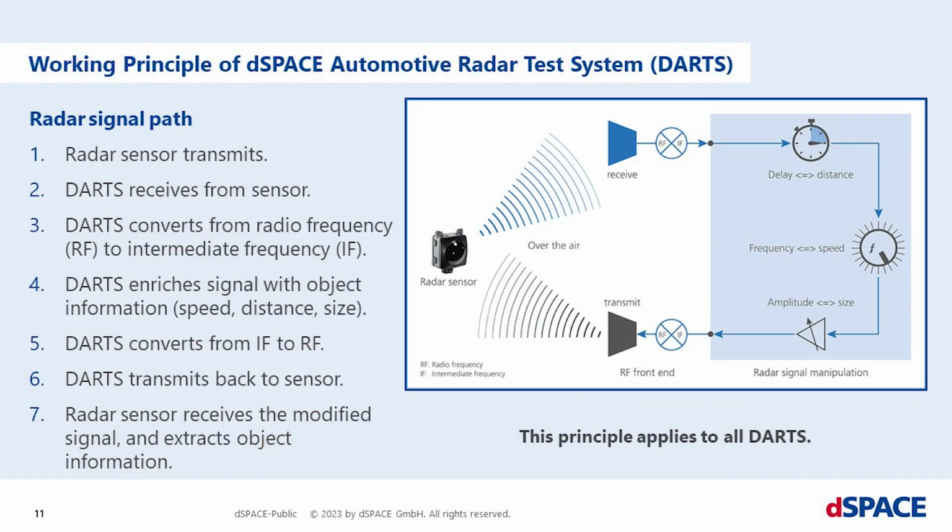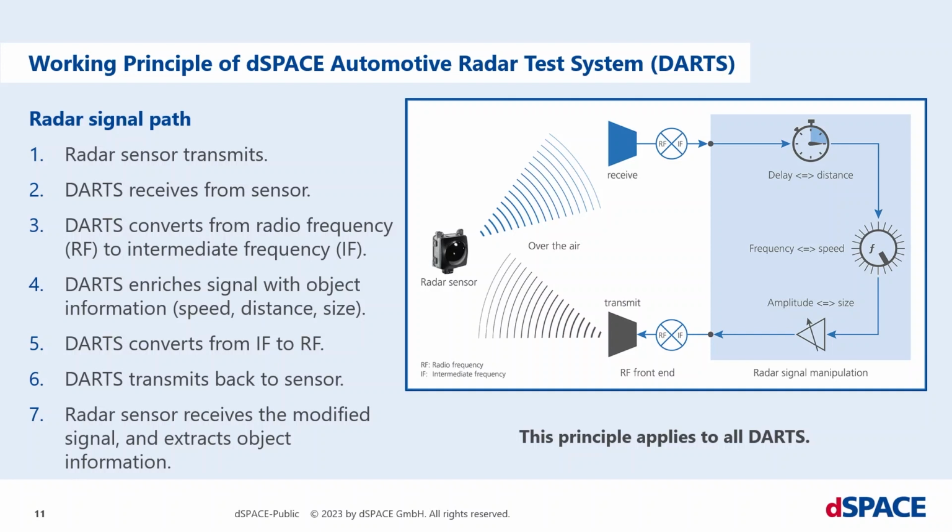This is the working principle of the dSPACE automotive radar test system, shortly DARTS. At first, the radar transmits its signal, and this is then received by DARTS and converted from the high radio frequency to a lower intermediate frequency. This can then be routed to the DARTS base unit by a cable.